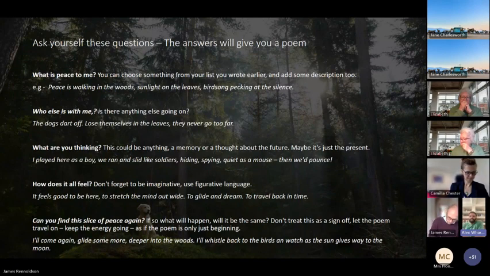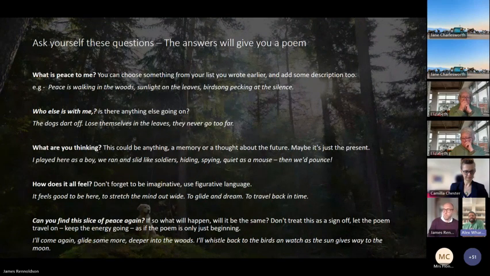And what are you thinking? This could be anything, a memory, a thought about the future. Maybe it's just the present. So I'm thinking this as I'm walking with my dogs. I played here as a boy. We ran and slid like soldiers, hiding, spying, quiet as a mouse, and then we pounce. And how does it all feel? Don't forget to be imaginative. Use figurative language to make the words and the writing more colourful and bright. It feels good to be here, to stretch the mind out wide, to glide and dream, to travel back in time.